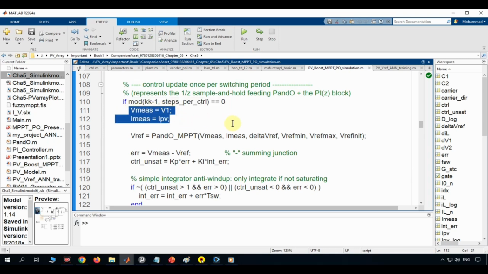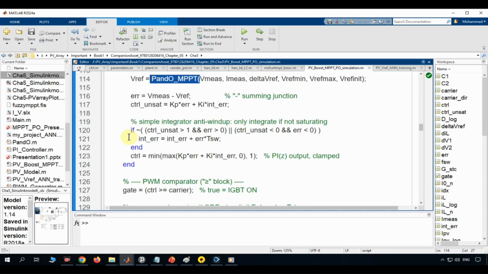Inside this block, we perform 3 actions. We run the pando_MPPT function to compare the present voltage and current with the previous values, and we perturb the reference voltage ref accordingly to push the panel toward its maximum power. We compute the error between the measured voltage and the calculated reference ref. We run the discrete PI controller.